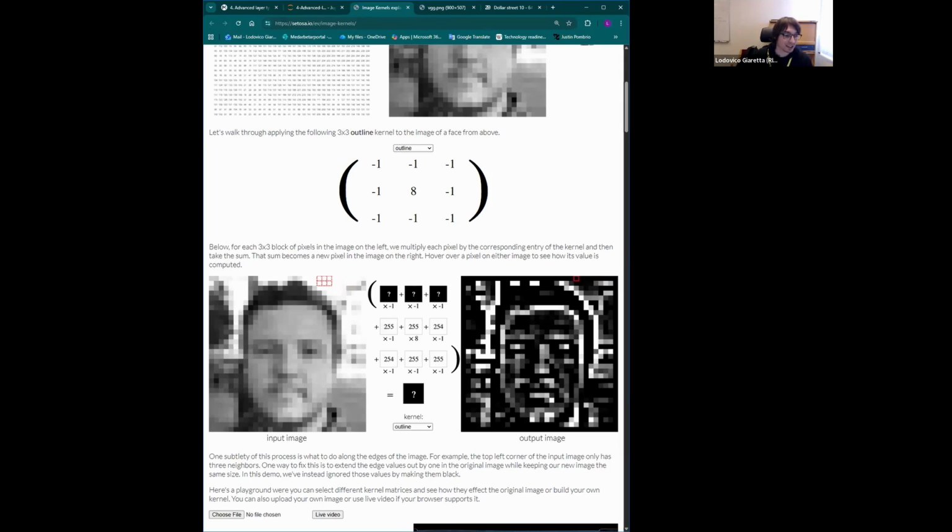So what is happening is that if you go into an area of the image where all the pixels are the same color or very similar colors, because there is very little difference between the middle and the sides, 8 times the middle minus each of the 8 sides gives you a value very close to 0. So we get a black pixel, because values close to 0 are dark colors.